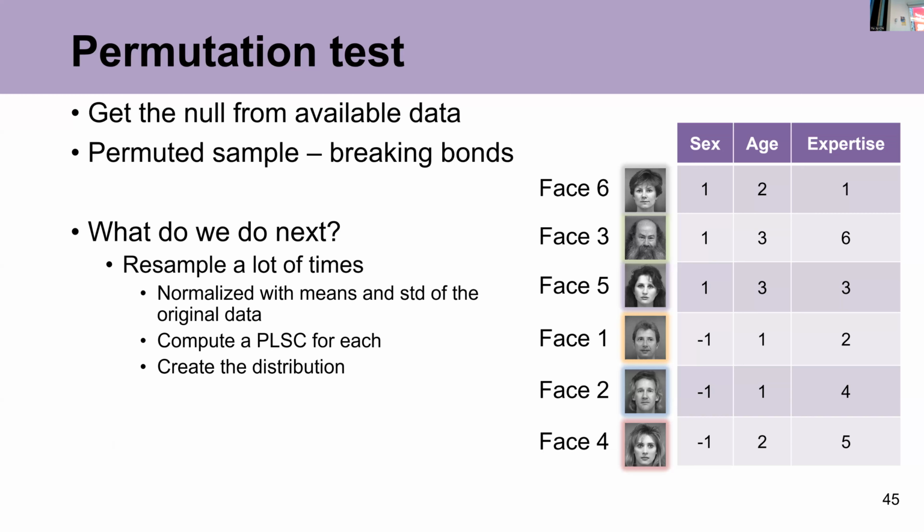And because there's no relationship between these two, now the distribution is a null distribution. And I can compare what I found with my data to this null distribution to determine whether it's significant or not. Make sense? Okay. Any questions?